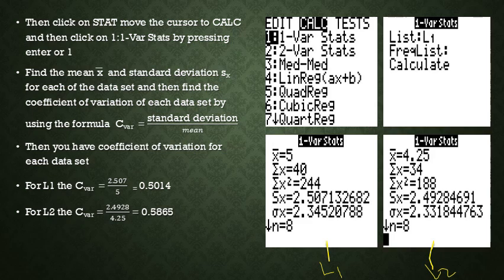Then you click on Stat, you move the cursor to Calc, and then you click on the first option, 1-Var Stats, and it's going to give you the mean and the standard deviation as shown here. Make sure your frequency list is blank. If there's anything there, hit Clear when the cursor is on the frequency list, and then you move your cursor down to Calculate, and click on Calculate, and it gives you your answer right here.